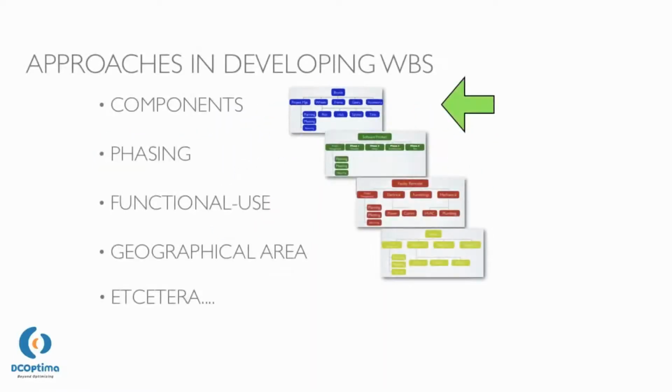Wheels consist of several subparts: rim, hub, spokes, and tires. That is the component approach. The phasing approach is appropriate for a very large construction project, and can be used as well for some software development projects. The functional use approach is suitable for constructing a process manufacturing plant, like a petrochemical plant or cement plant. The geographical area approach is good for a project with large area coverage. Of course, besides those approaches, there are many others, including combinations of them, in developing a WBS.